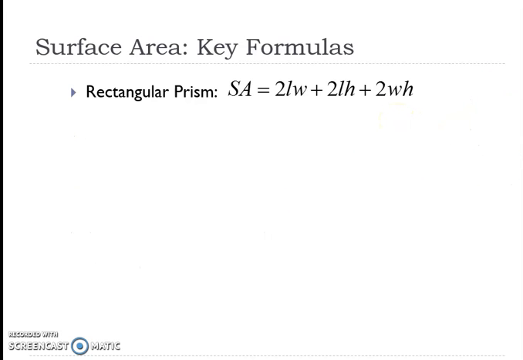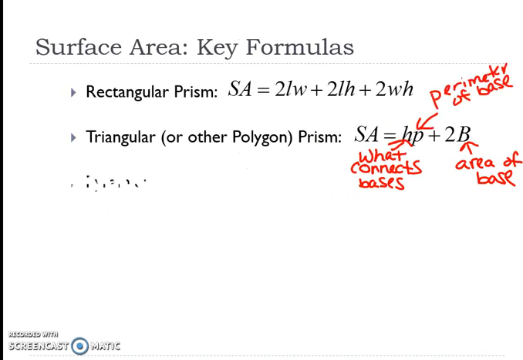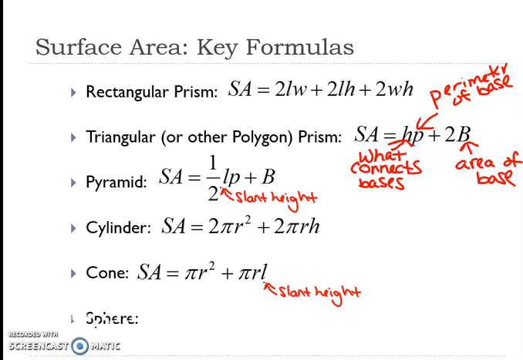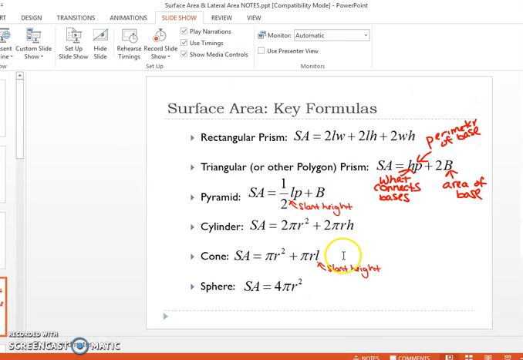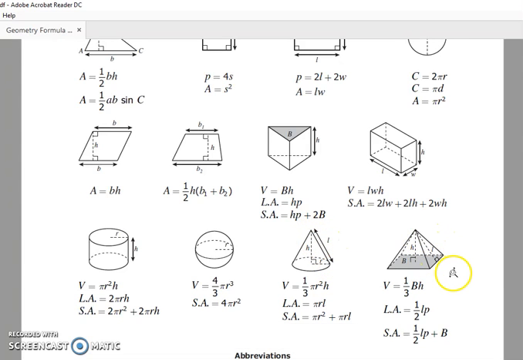Let's see if there's anything we need to write down here. This one for the lateral area, L is the slant height, P means perimeter of base. Please write those down. P means perimeter of the base, L means the slant height. Please write that for both of them. So the slant height is right here. That's the slant height, L. And it's right here too, slant height.